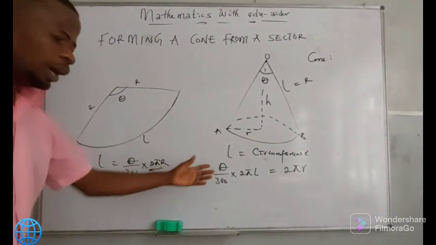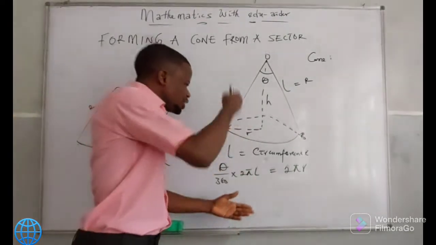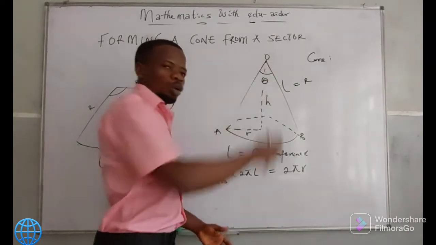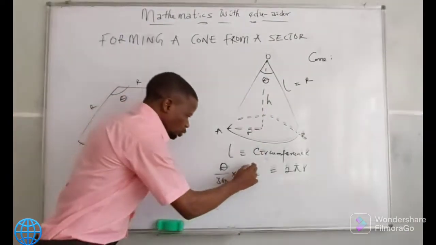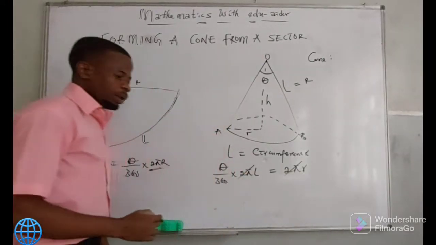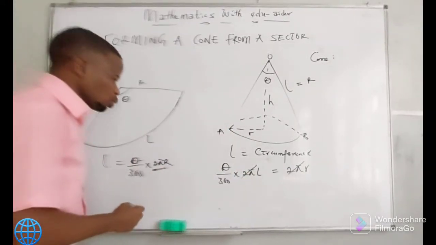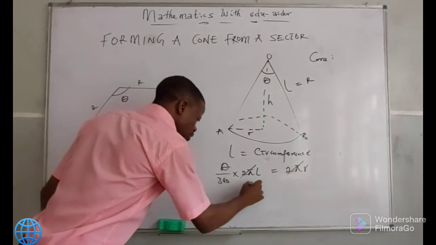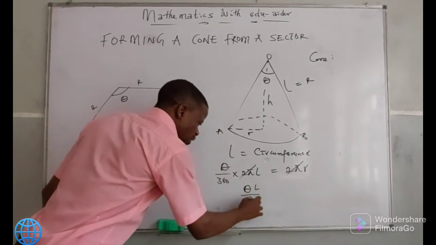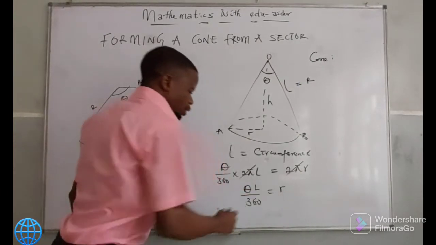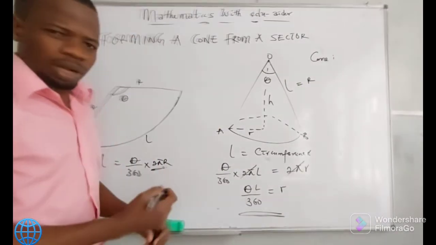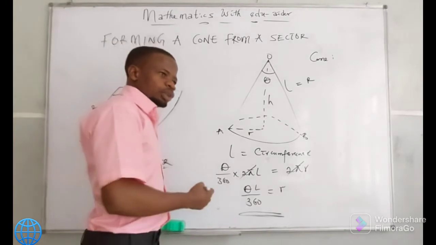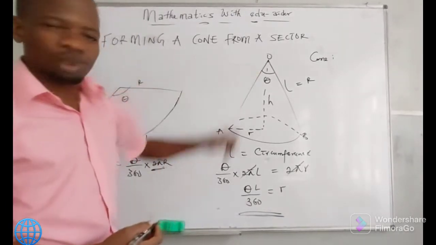Now, why do we have this? If we are to derive the radius of this cone that was formed from this circle, what do we do? Just cancel out this 2 pi. We are making r the subject of the formula. So we are going to be having theta L upon 360. That should be equal to our radius. This radius is generated already. What if you are to get the theta, the angle that was subtended and is now the angle of the cone?